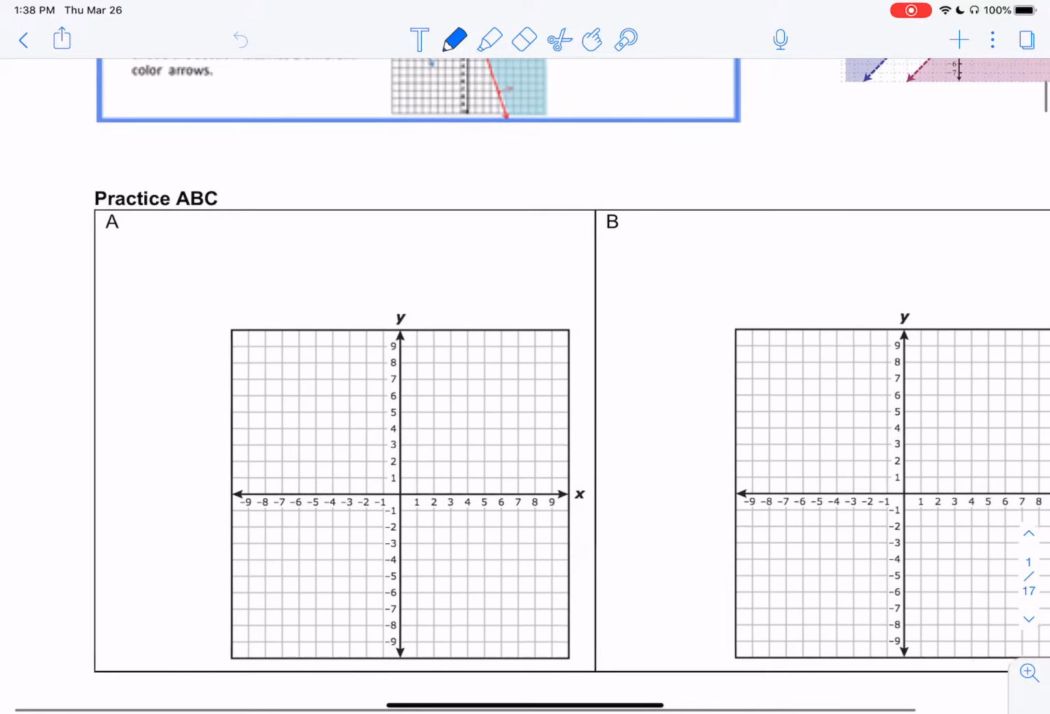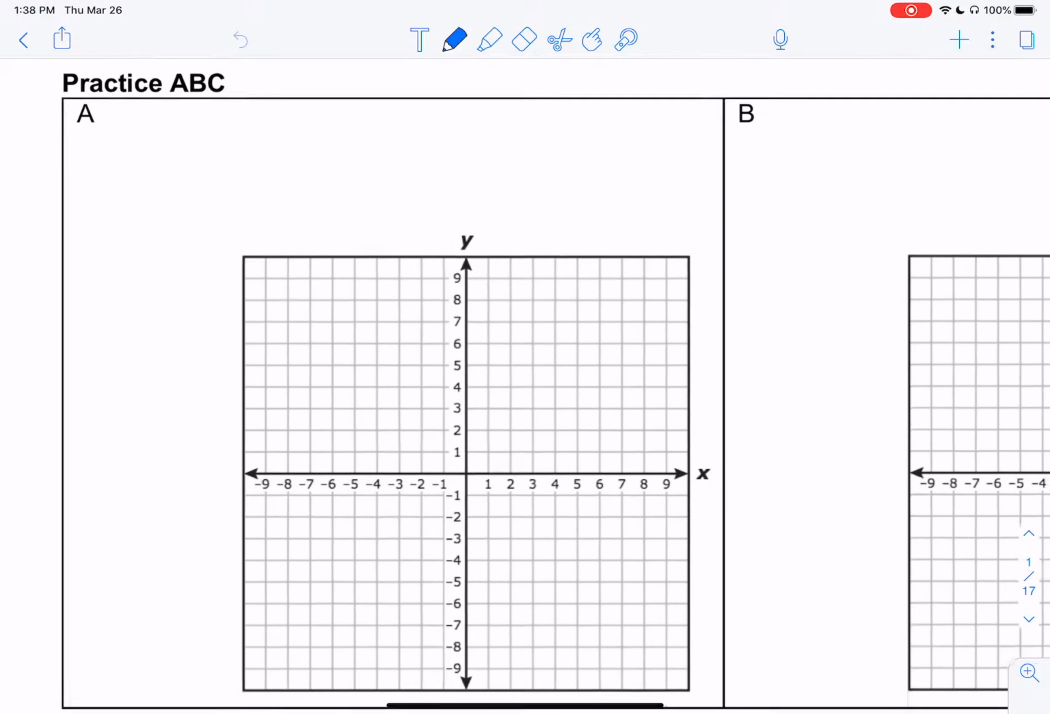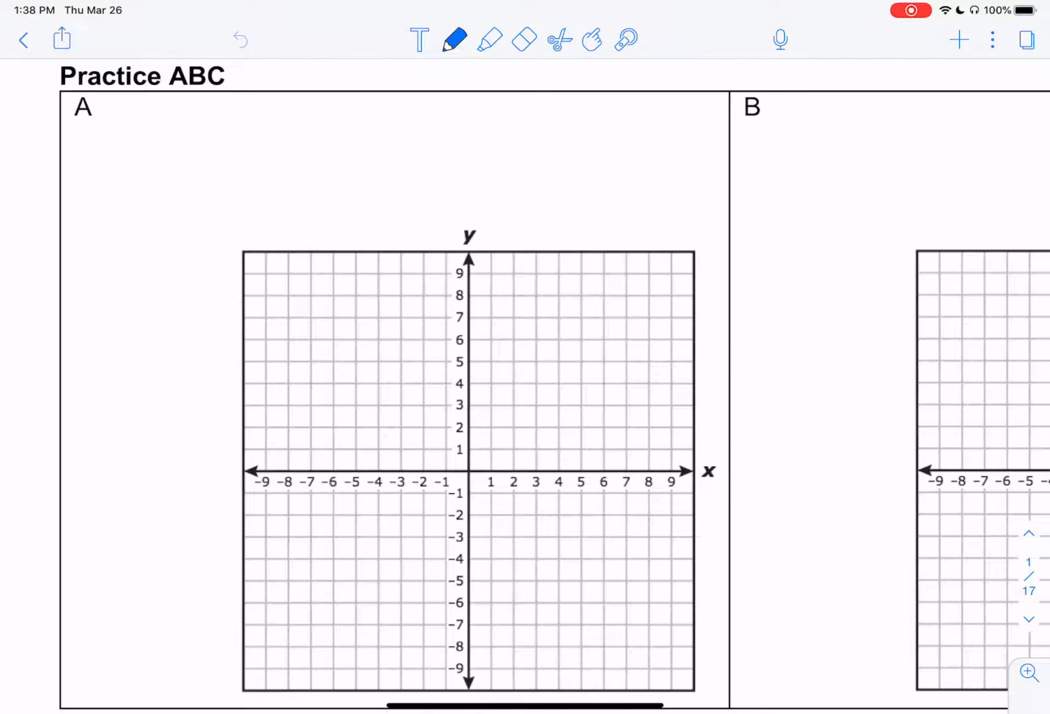Okay, we're going to start with our practice questions from the textbook. So you'll want to have your textbook nearby. We are on page 381, question A, and I'm going to go ahead and write down the equations that are provided. We have y is greater than or equal to negative x minus 2. And then y is less than or equal to 1/3 x minus 2.